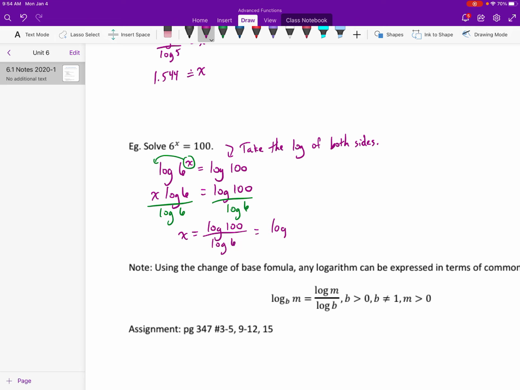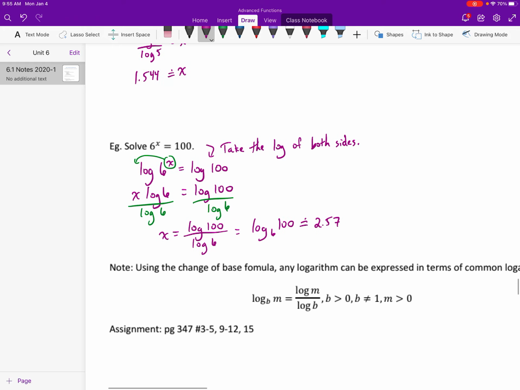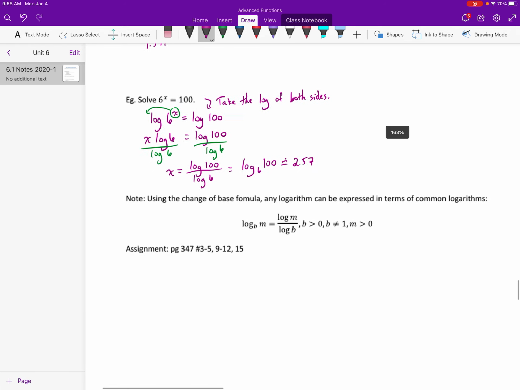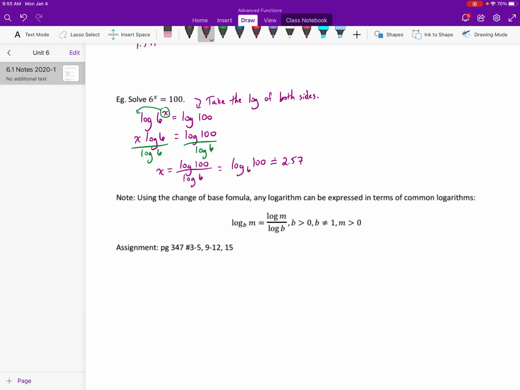Just for fun, let's state this another way, log of 100 with a base of 6. Notice that those two things would be equal. And if you wanted to know the approximate answer using your calculator, it would be 2.57 approximately. So again, note that using the change of base formula, any logarithm can be expressed in terms of common logarithms, which many of your calculators are stuck to, so we can rewrite it using this. And this was a quick lesson here on the power law of logarithms. Enjoy.